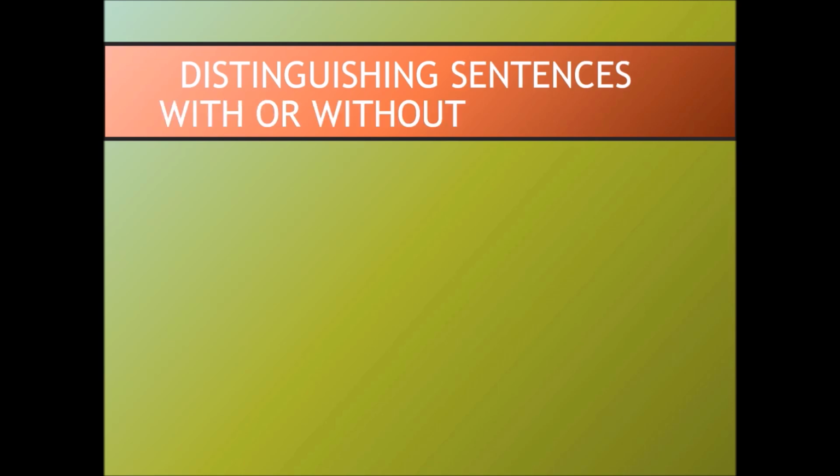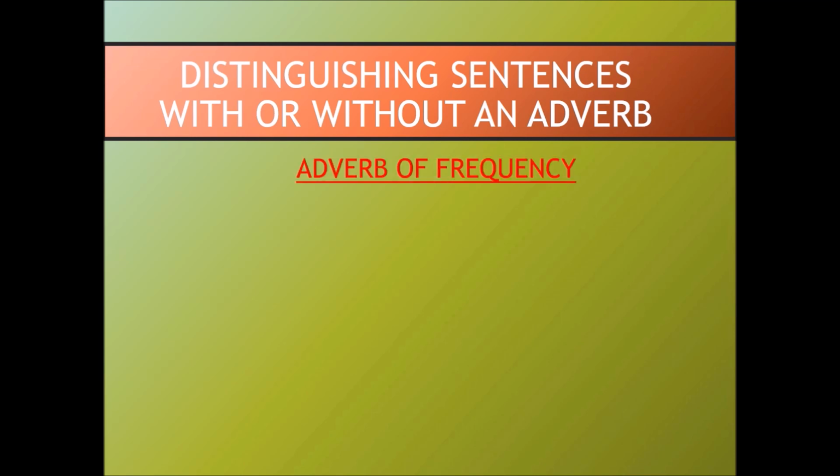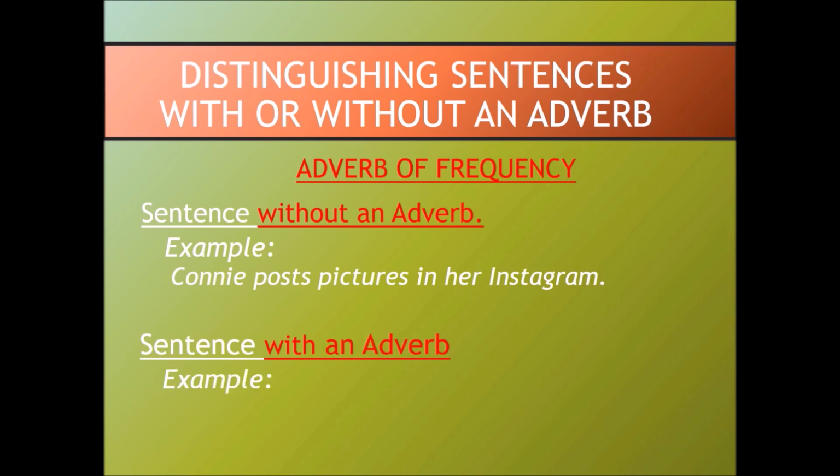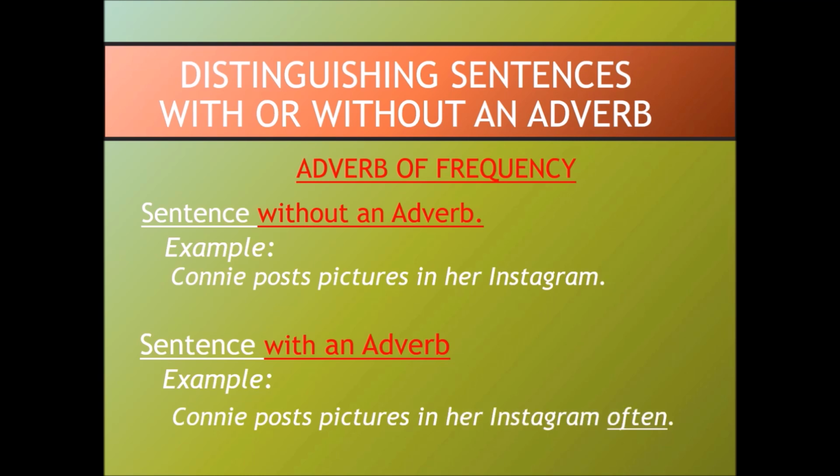Distinguishing sentences again with or without an adverb, taking into account the adverb of frequency. Sentence without an adverb. Example, Connie posts pictures in her Instagram. Sentence with an adverb: Connie posts pictures in her Instagram often, where the word often is the adverb.